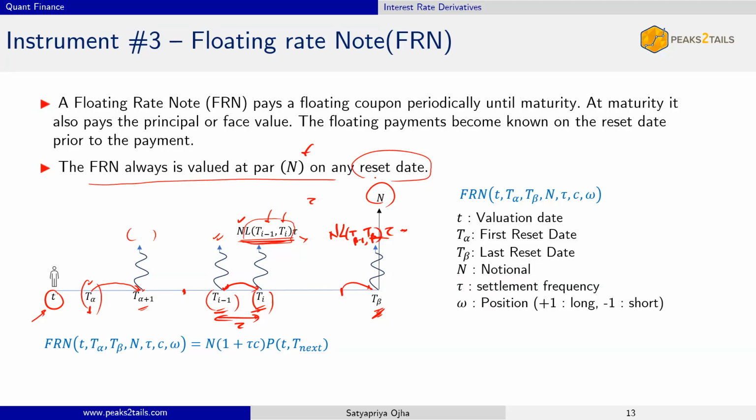It's surprising. So what I'm saying is the value of a floating rate bond is equal to notional N. That's it. On specific dates, and those specific dates are reset dates. So the value here is N. The value here is N. The value on every reset date would be N.